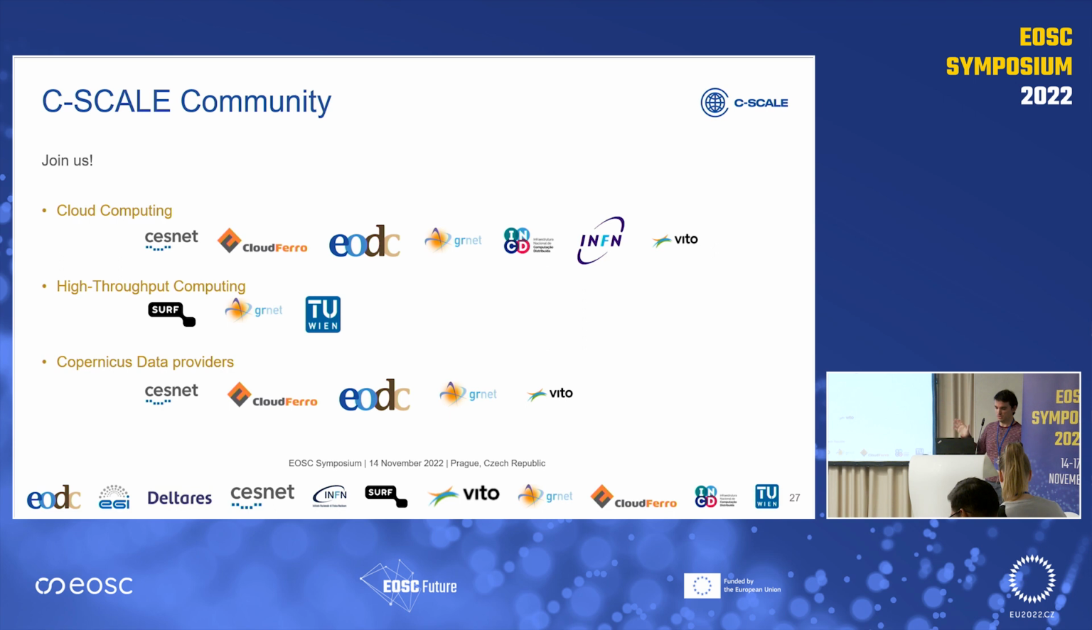But not only as a use case you can become part of C-SCALE. If you are a cloud provider, you can join CESNet, Cloudflare, UDC, GRNet, INCD, INFN, or Vito and become part of the federation. If you are an HTC, HPC provider, you can basically join SURF, GRNet, or Tubin. And if you are a Copernicus data provider, you can also join the data providers in the C-SCALE Data Federation. As Zenek mentioned, there is support and documentation available, so you just need to approach us.